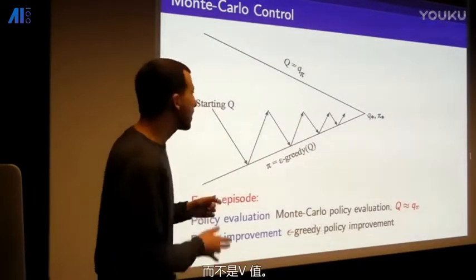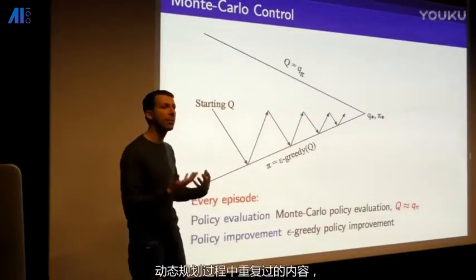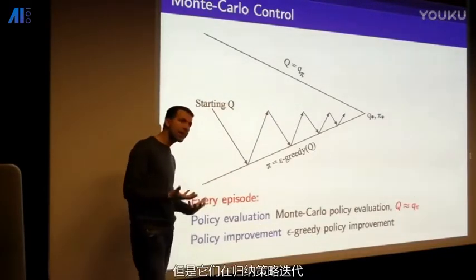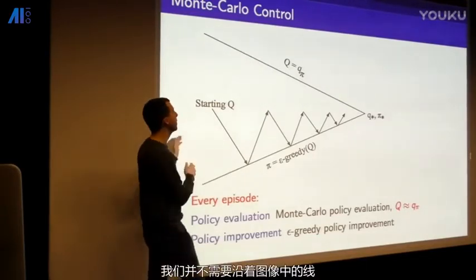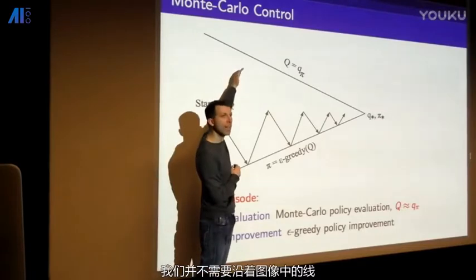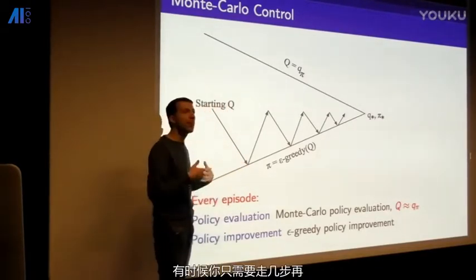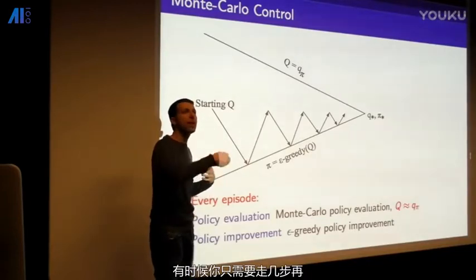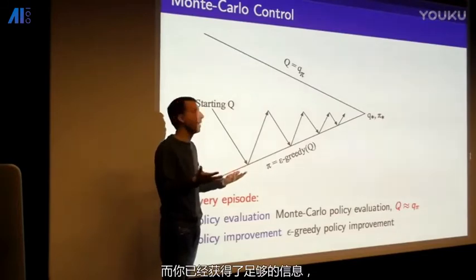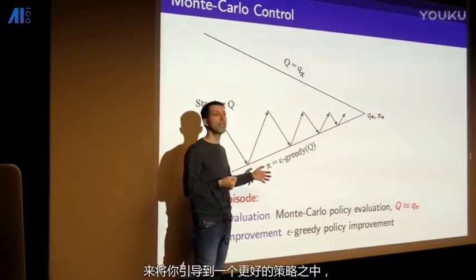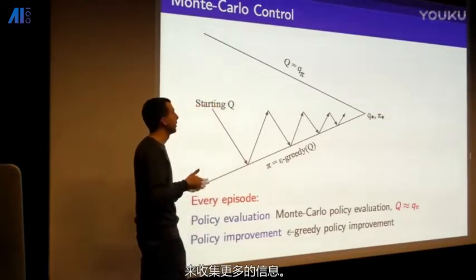Okay, so let's try and make this a little bit more efficient. The first thing to note is, again, we saw in the dynamic programming lecture that in these kind of policy iteration frameworks, it's not necessary to go all the way to the top of this line every time. It's not necessary to fully evaluate your policy. Sometimes you can just spend a few steps to evaluate your policy, and you've already got enough information there to guide you to a much better policy without wasting many, many more iterations on gathering more information.